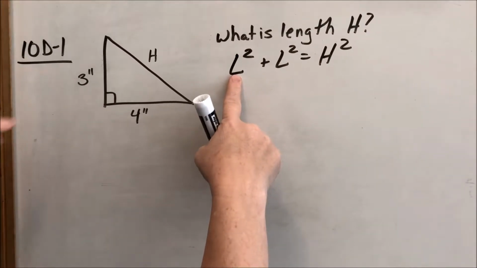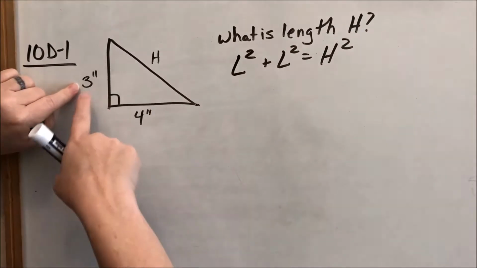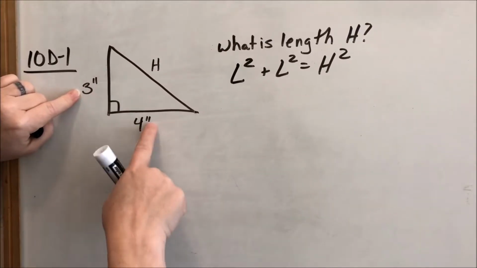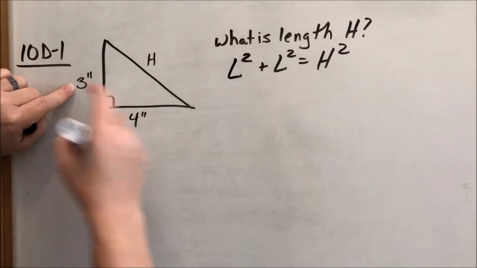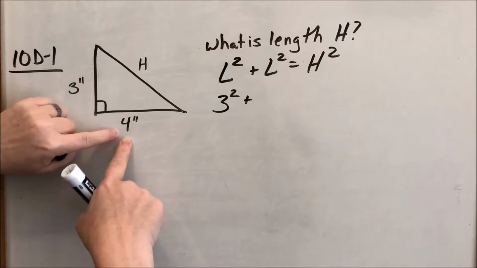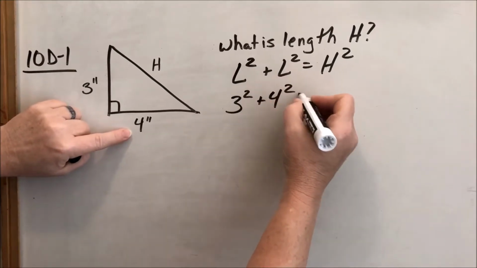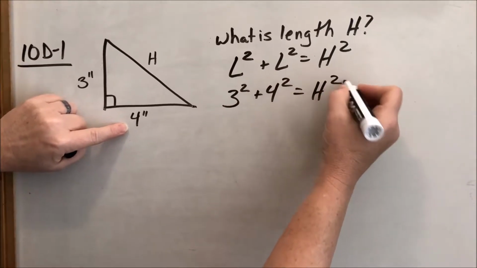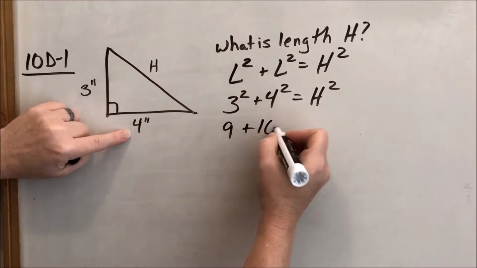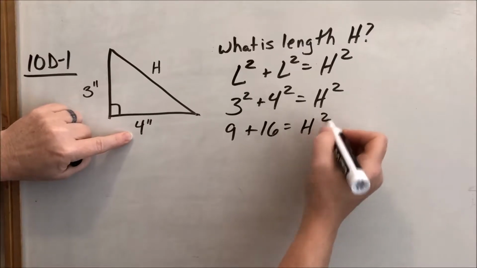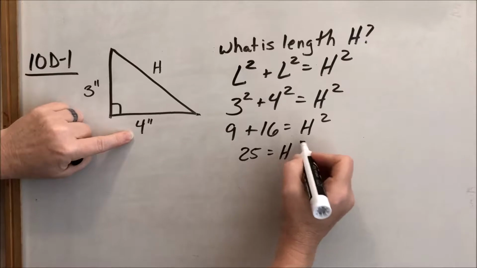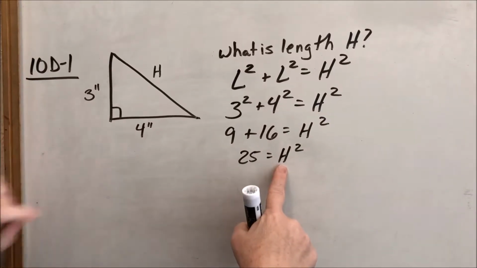Take the length of one leg. It doesn't matter which order you put the legs in, so I'm just going to take 3, and at the end my units will be inches. 2 little hash marks as inches. So I'm just going to say 3 and then square it plus the length of the other leg, 4, and square it is equal to the hypotenuse squared. 3 squared, 9. 4 squared, 16 equals hypotenuse squared. 9 plus 16, 25. But we're not solving for h squared, we want h.